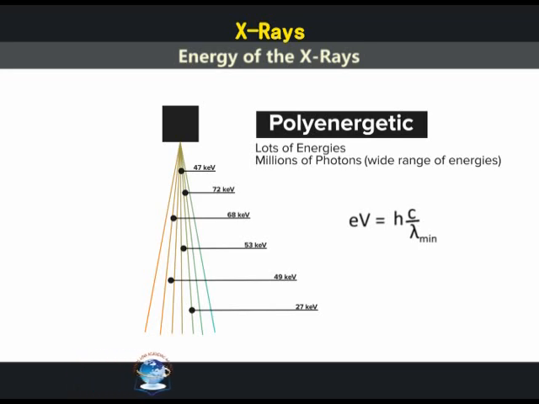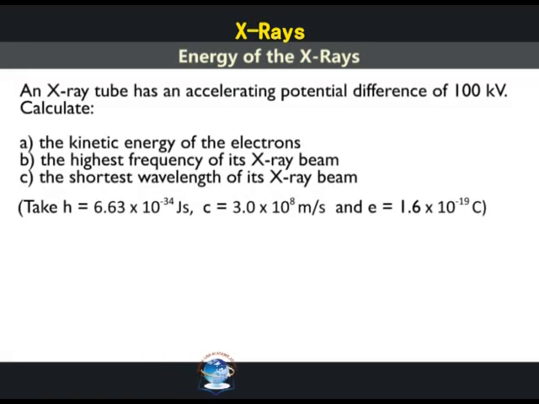Let's take an example. An X-ray tube has an accelerating potential difference of 100 kilovolts. Calculate A, the kinetic energy of the electrons, B, the highest frequency in its X-ray beam, and C, the shortest wavelength in its X-ray beam.